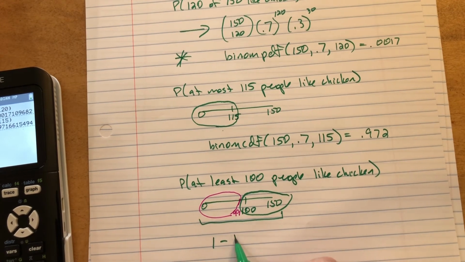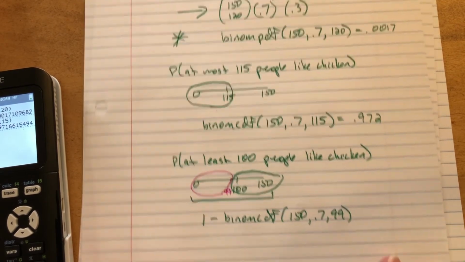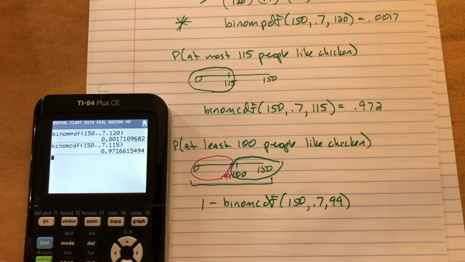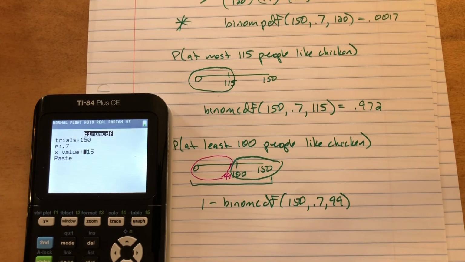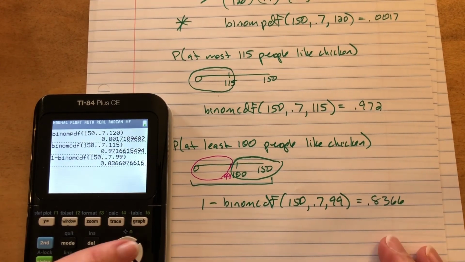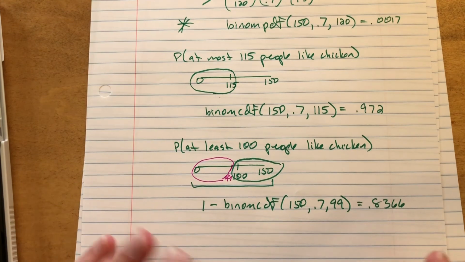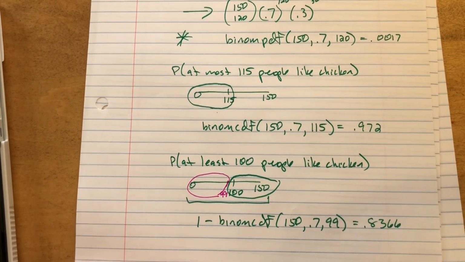So now I'm going to do 1 minus binomial CDF. Again, 150, 0.7 like chicken, and now I'm going to accumulate from 99 to the left. So 1 minus binomial CDF, still got 150, still got 0.7, and now I'm going to put 99 in here. And there's a 0.8366 chance, about an 84% chance that at least 100 people are going to like chicken. Highly likely, just like this one, highly likely, at most 115.